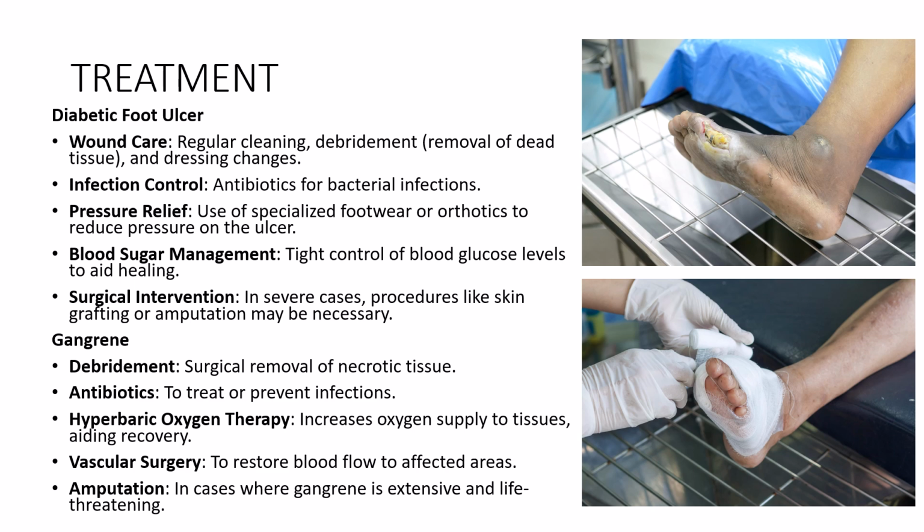Then we go for the gangrene. Okay. So in gangrene treatment, we do the debridement. We'll remove the necrotic tissue surgically, and then we will give them antibiotics to further prevent and treat the infection. Then we'll go for hyperbaric oxygen therapy. Why? Because it gives more oxygen supply to the tissue, it aids the recovery. Vascular surgery can be done. This is to restore the blood flow to the affected areas, and then we can go for amputation in case gangrene is extensive and life threatening.